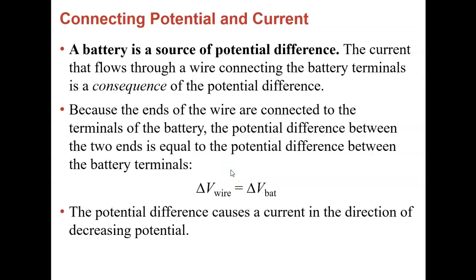So like we said, the battery is the source of the potential difference in the circuit. Because the ends of the wires are connected to terminals, the potential difference between the two ends is the potential difference of the battery. Thus it becomes the potential difference of the wires in the circuit. That potential difference causes a current in the direction of decreasing potential, from high potential to low potential.